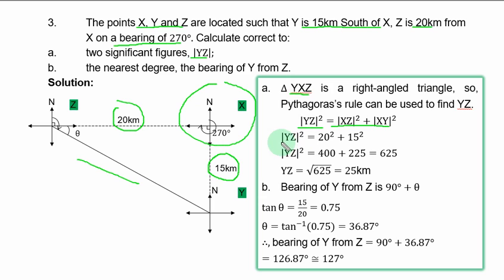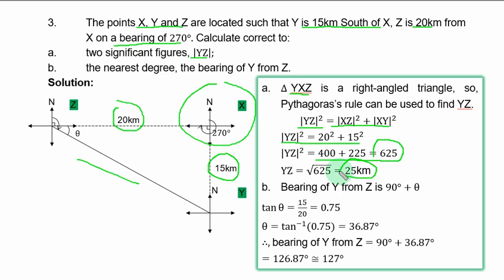So YZ squared is equal to 20 squared for SZ plus 15 squared for SY, and that is 400 plus 225. If you add, you have 625. To get YZ, you take the square root of both sides, and YZ is 25 kilometers.